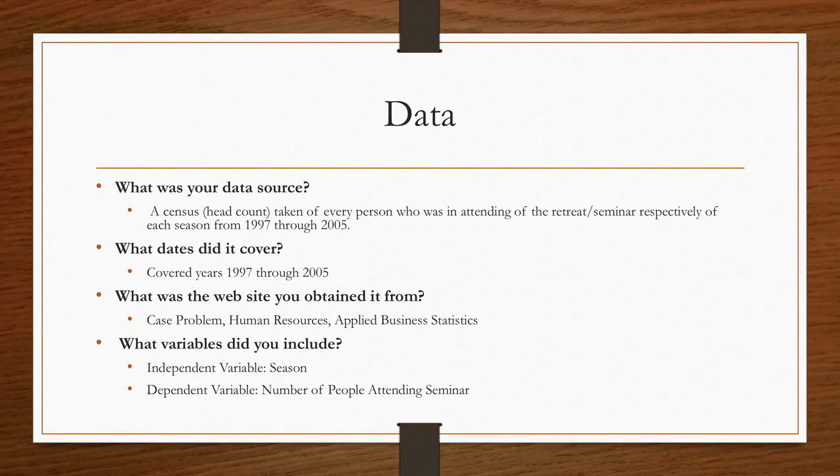For the data source, a census or head count was taken of every person who was in attendance of the retreat or seminar respectively of each season from 1997 to the year 2005. The dates that it covered were years 1997 through 2005. The website that we obtained it from was the case problem Human Resources Applied Business Statistics. The variables that we included were, for the independent variable, season, and the dependent variable, the number of people attending the seminar.